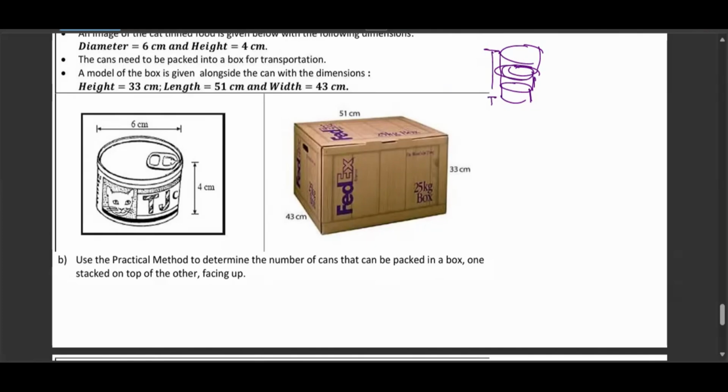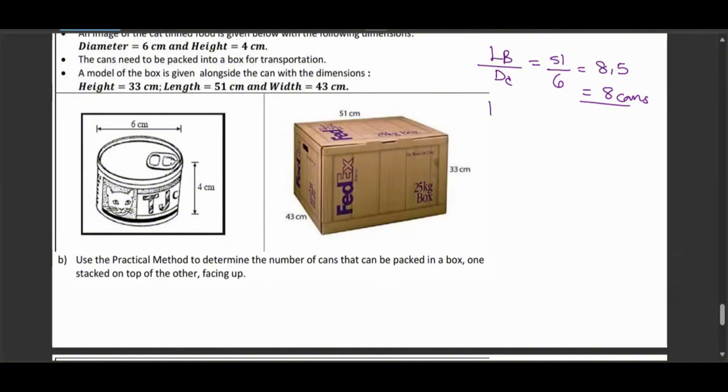First and foremost, we look for how many will fit on the long side. The long side is always the length of the box divided by the diameter of the can. The length of the box, they told us, is 51, and the diameter of the can is 6. So 51 divided by 6 equals 8.5. Round down, it becomes 8. So we have 8 cans on the long side.